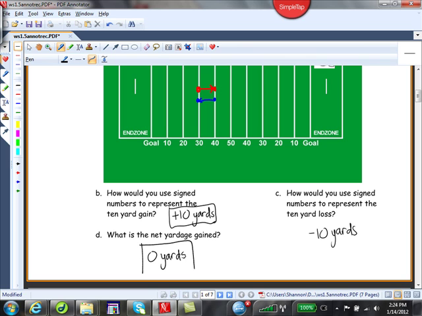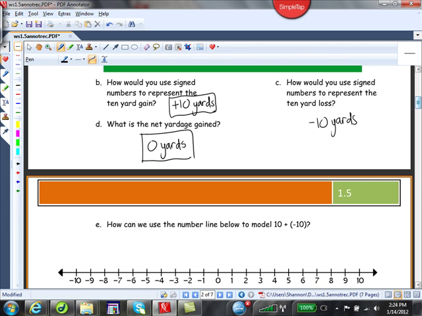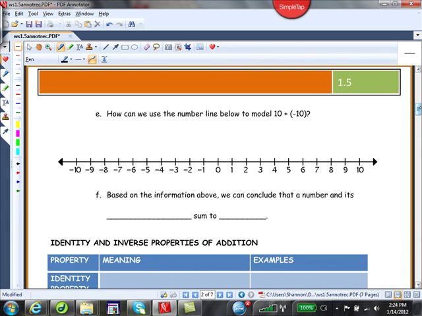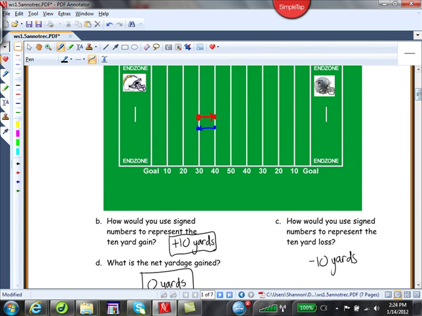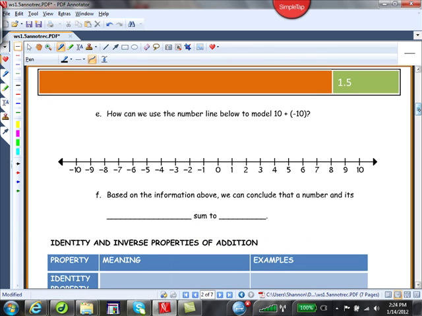Good so far? Feeling warmed up? Awesome. All right. So here we go. The next part, how could we use the number line to model 10 plus negative 10? So in this case, our center in the football field is 50. So if you think about this, it's going to be a little different situation. But didn't we really take a positive 10 and add to that a negative 10? So that's why I put this problem up here.